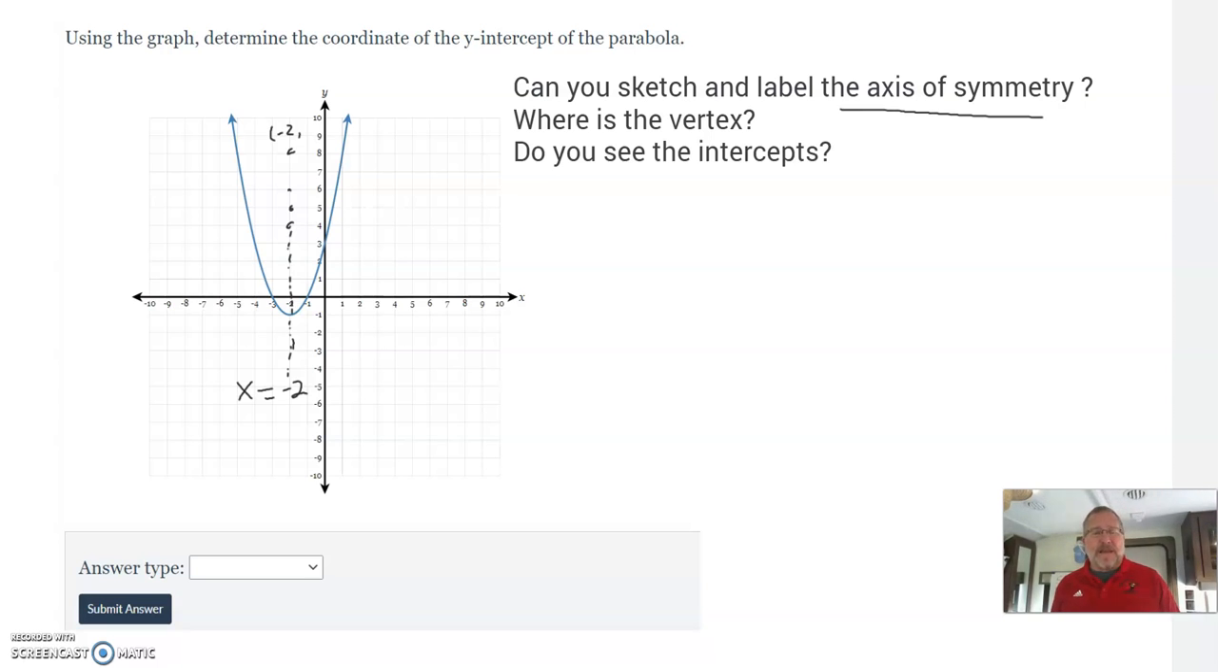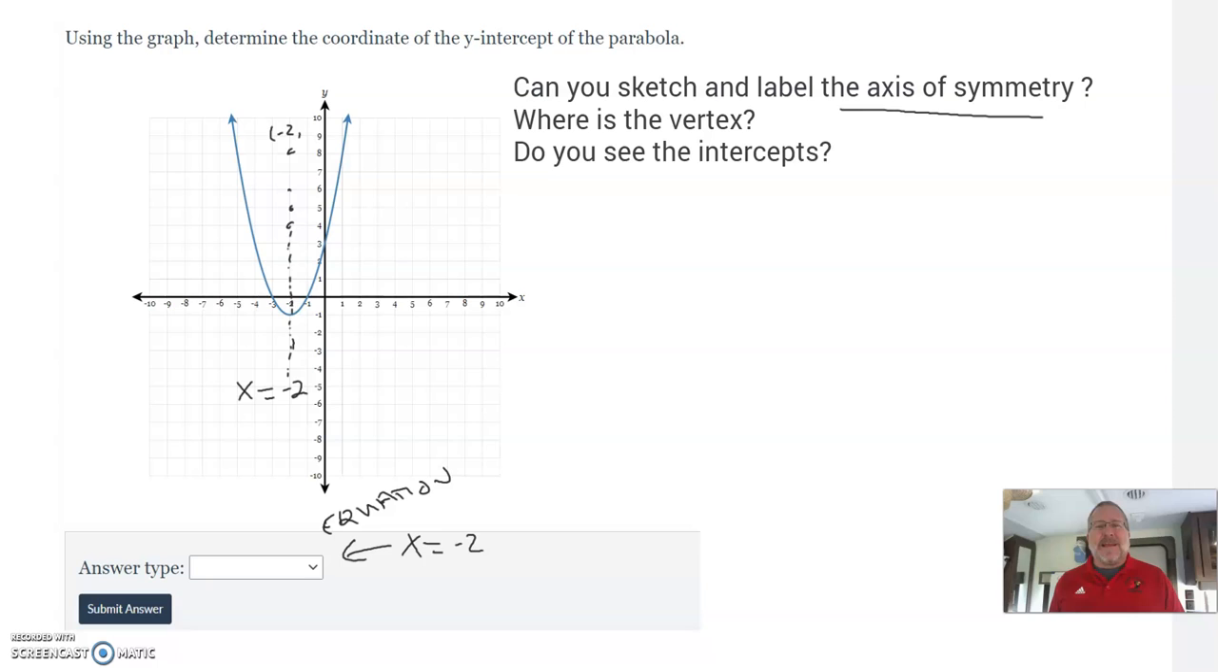If you're on Delta Math, you'll choose what type of answer. In the drop down, you're going to choose an equation, and you will write x equal -2. Cool?